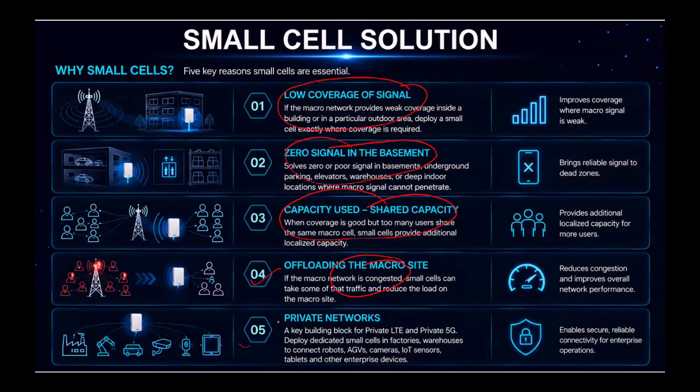And the fifth one is private networks in 5G or LTE. For example, inside a factory, this plays a very major role. We can deploy small cells to create dedicated wireless coverage for robots, AGVs, cameras, IoT sensors, tablets, and other industrial devices. So small cells are not only about fixing coverage, they help us improve coverage, capacity, network performance, reduce latency, and enable dedicated private 5G connectivity.